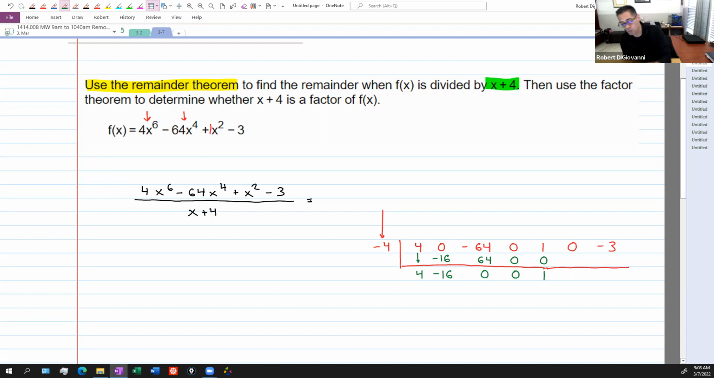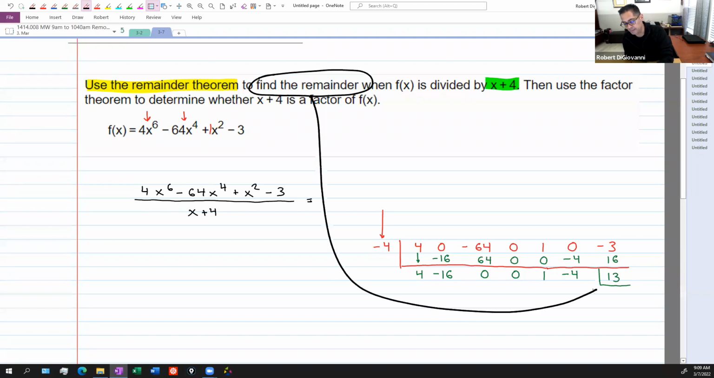-4 times 1 is -4. Add down, we get -4. -4 times -4 is +16. And when we add down here, this will give us our remainder. Our remainder will be 13. Understand? So the answer to the first part of this question, to find the remainder, is 13. Okay, so that's our answer.